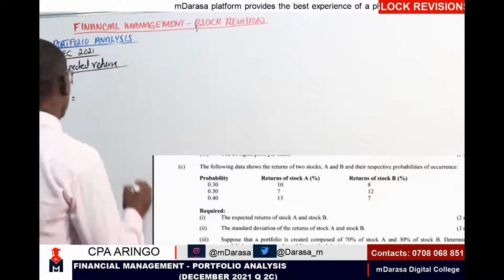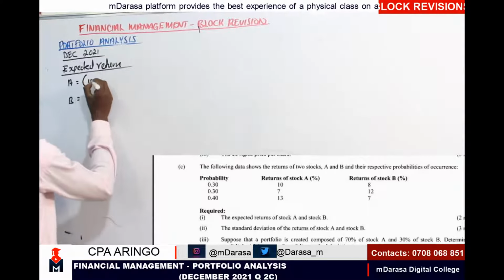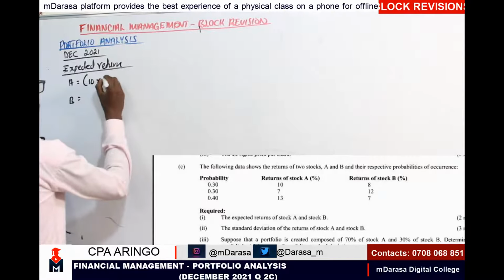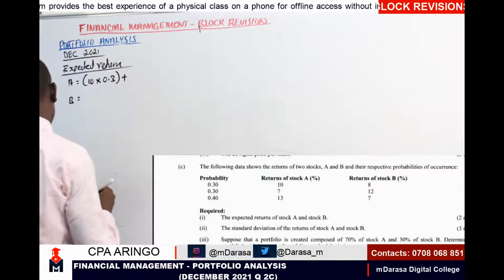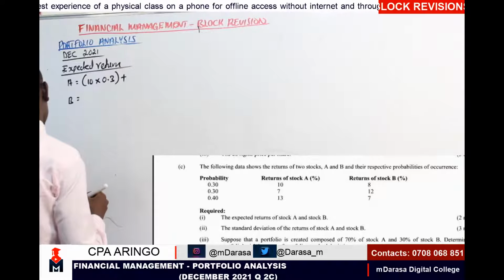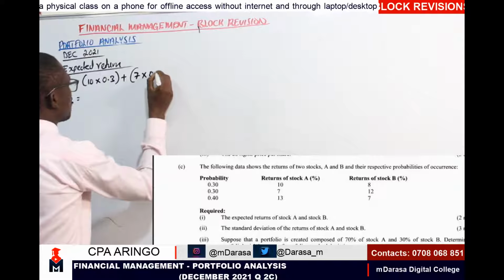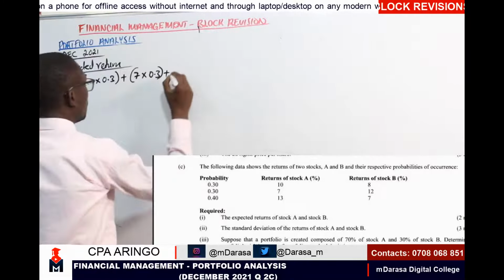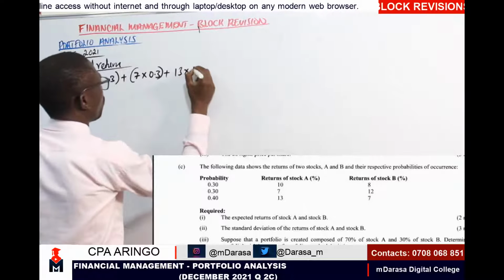I'm going to take the first case. The first return of A is how much? I'm given 10. And what is the probability that I'm going to earn that 10? In this case, I'm given 0.3. We are going to add the return of the other bit, still in A, at 0.3. I can expect also 7, and the probability is 0.3. Then lastly, I can have 13, whereas my probability of earning 13 is 0.4.